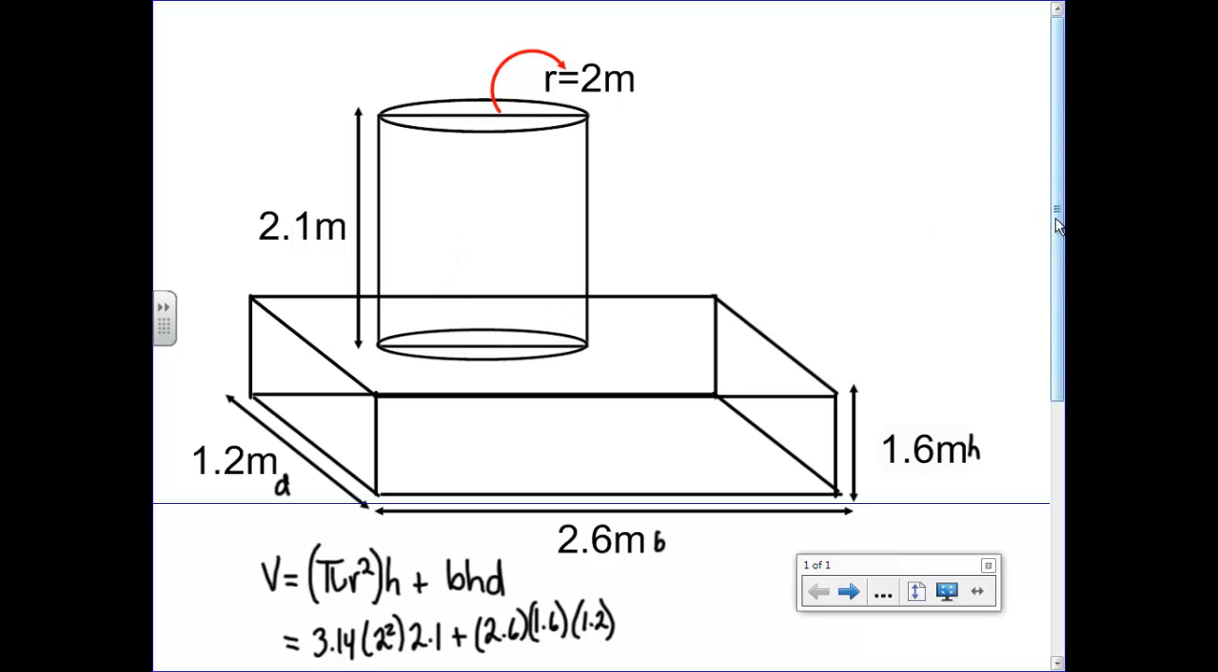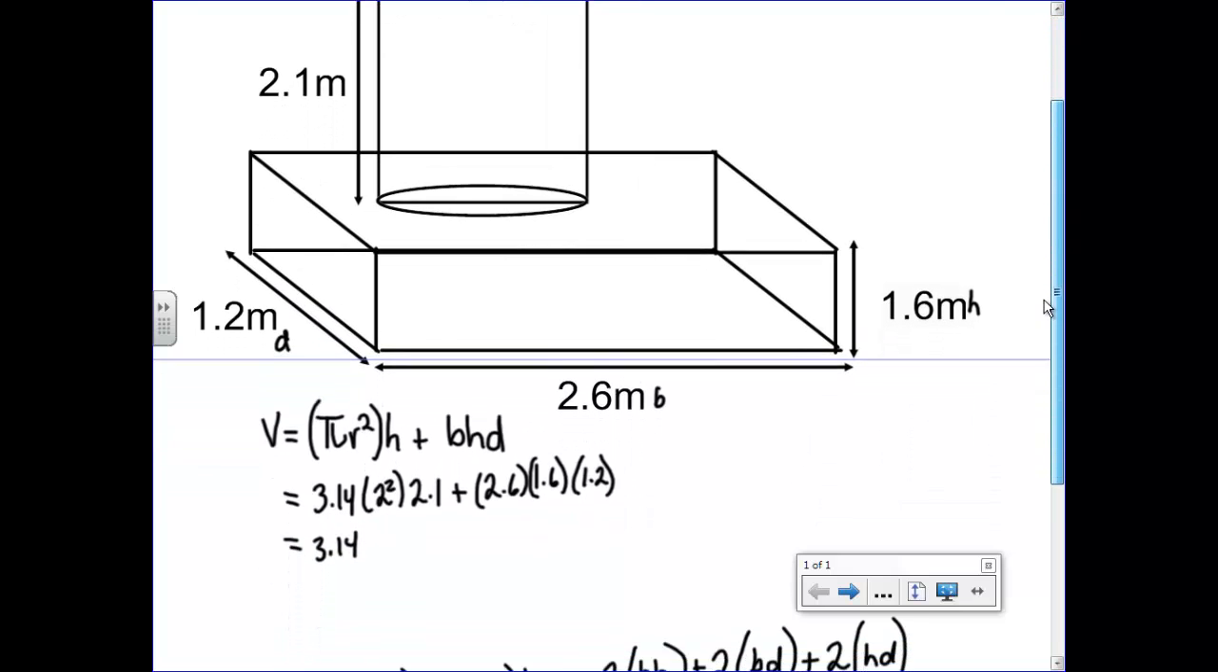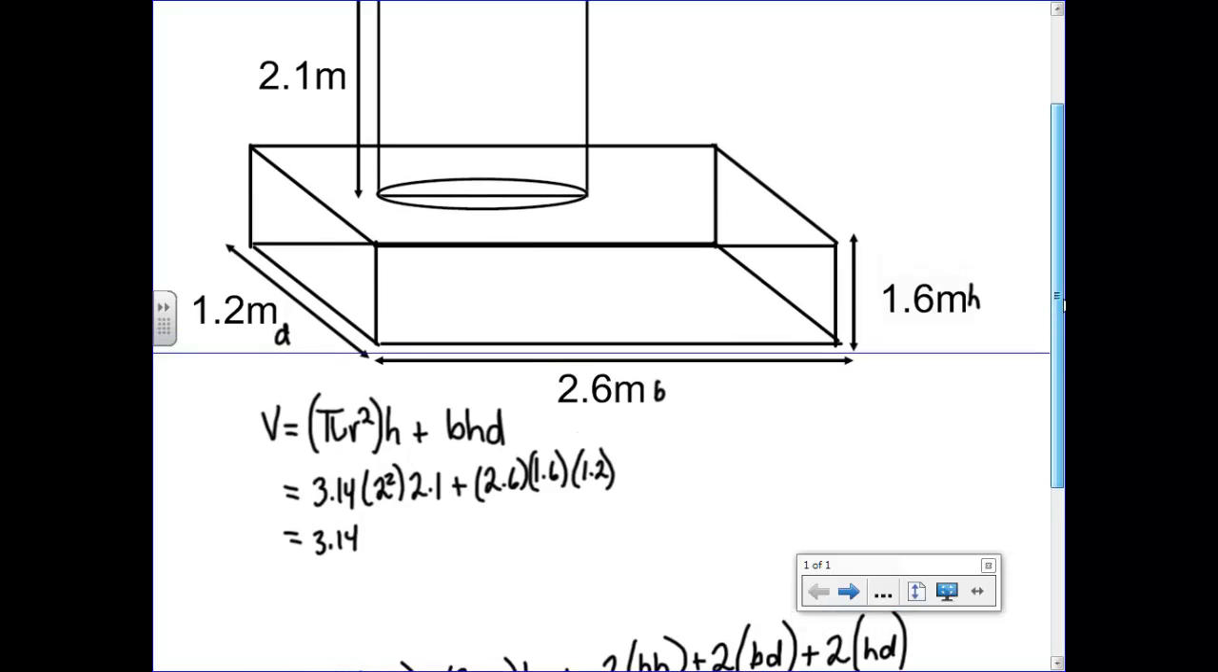It has nothing to do with the diagram, because diagrams can be wrong. We're all not great at art. Okay, some of us are, but some of us aren't.